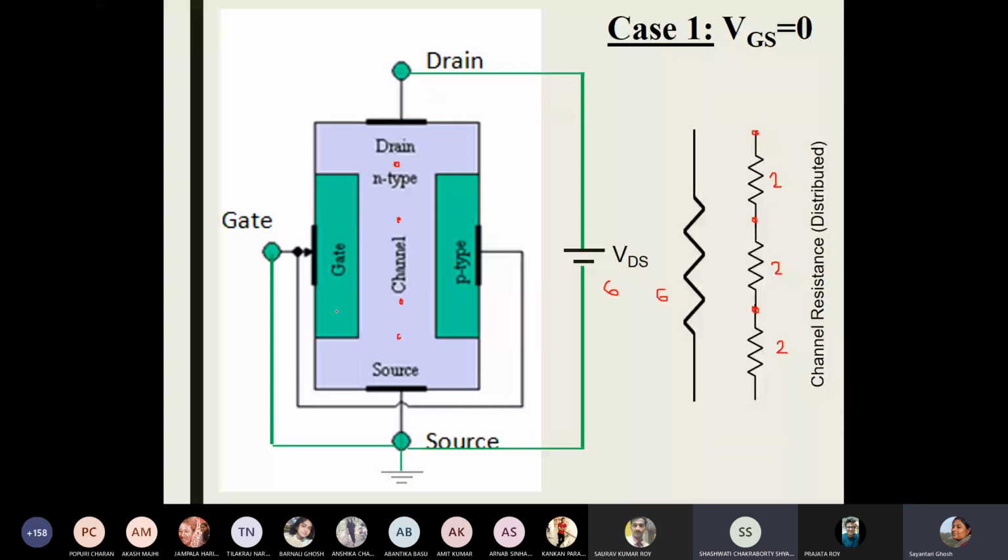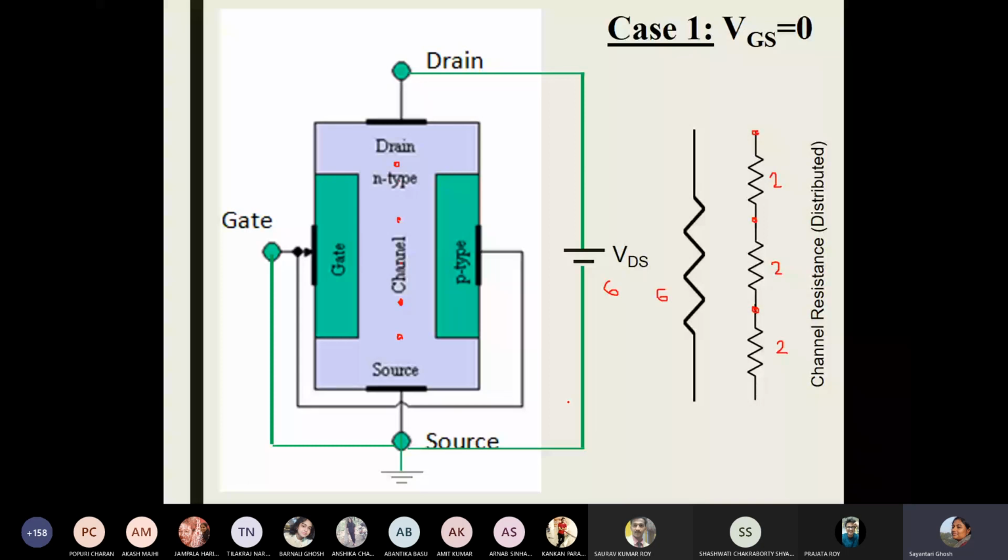So that means this side is at 0, or ground, whatever it is. This point is at 1 volt. This point is supposedly at 2 volts. Here we have 3 volts. Here I have 4, here I have 5. And at the drain terminal I have 6, because this is short circuited with the other side of the battery. This is the basic concept; if you understand this, the rest of the story becomes really easy.